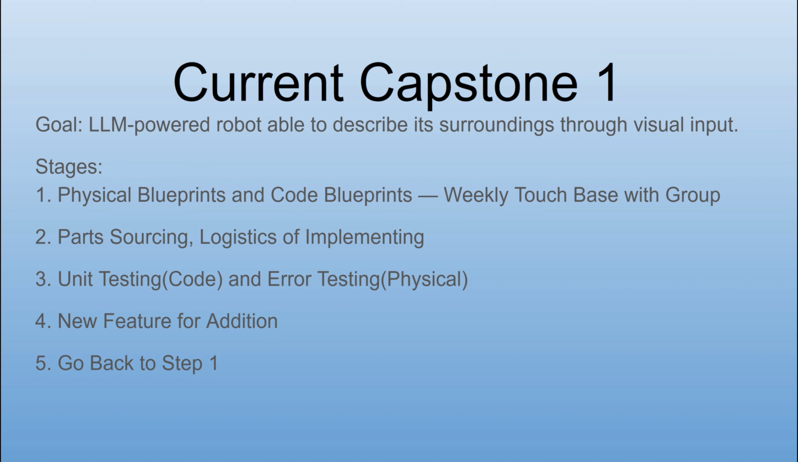And then once we have a good way to implement it, we have a set of steps, we have a blueprint, and we have the code ready. Then we can source the parts, the logistics, implementing it, and I'll take care of that. And after that, when we actually build it, we'll have to unit test, which is essentially making sure that each part of the code works as it's supposed to, and then error test, which is just messing with it and seeing what we can break.